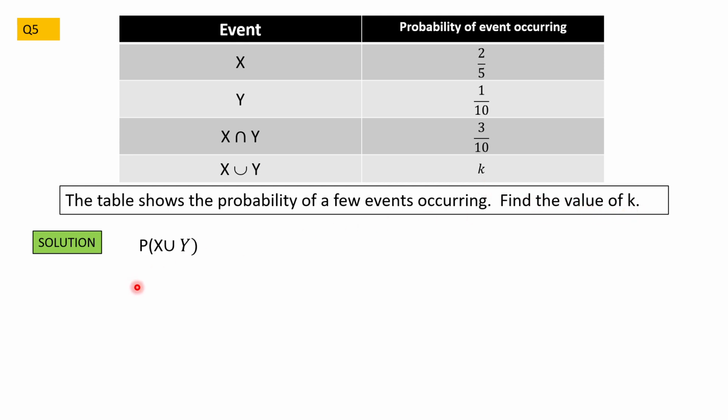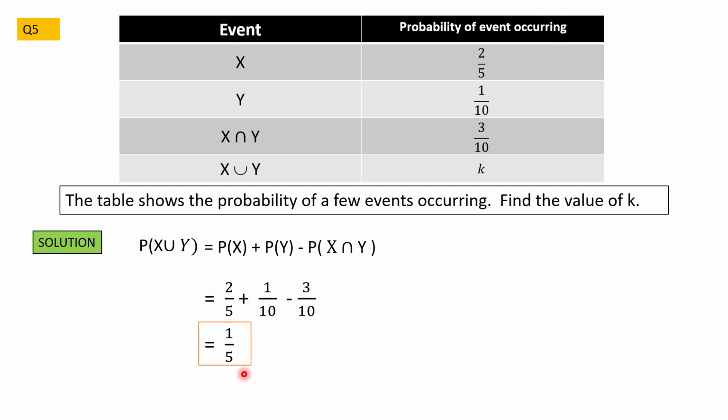So write the formula of probability of the union of X and Y. Here it will be probability X plus probability Y minus probability of the intersection between X and Y. Substitute the value. So probability X is 2 over 5 plus probability Y minus the intersection. Simplify this and you will get the answer as 1 over 5.